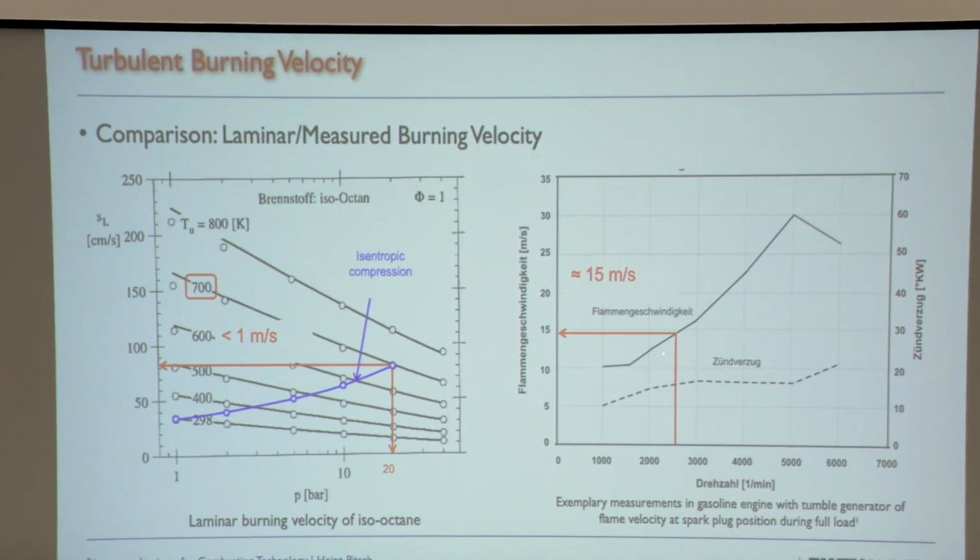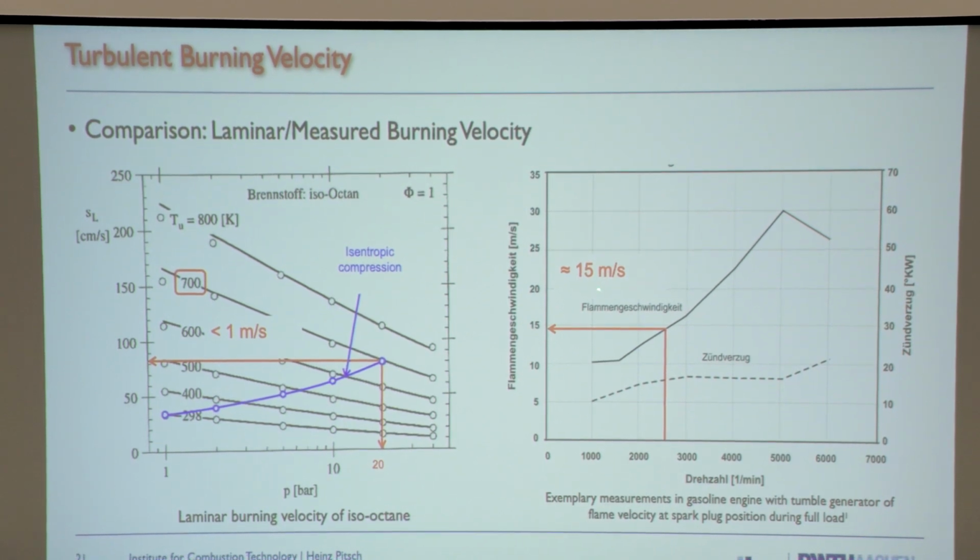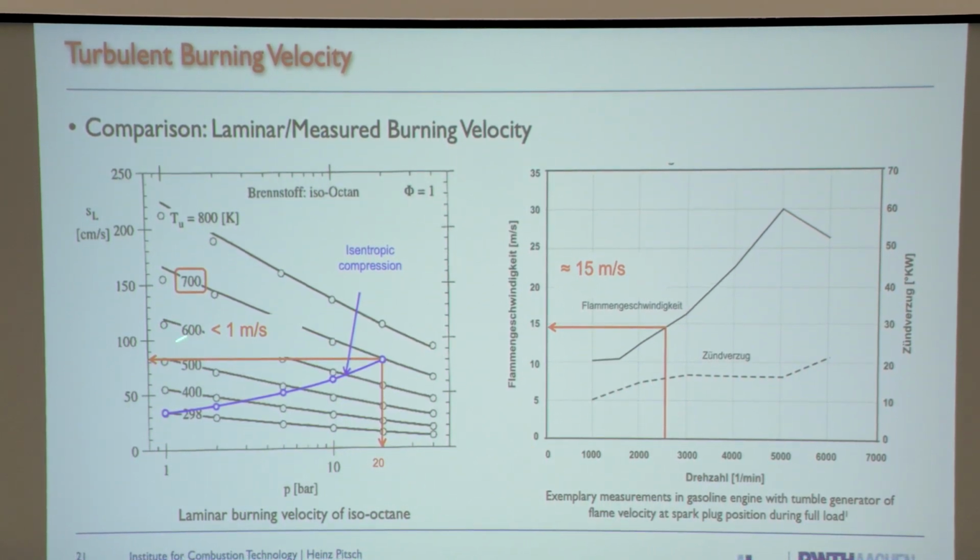And what they find is you get roughly 15 meter per second. Here we were less than 1 meter per second. So it's a factor of more than 15, but let's say a factor of 20. That factor of 20 must come from the turbulence, okay? Because the otherwise thermodynamic conditions are the same. So yes, the turbulence has a very strong influence.